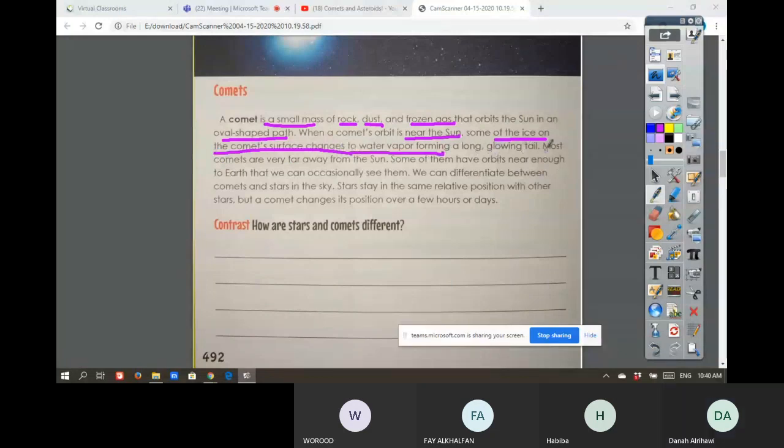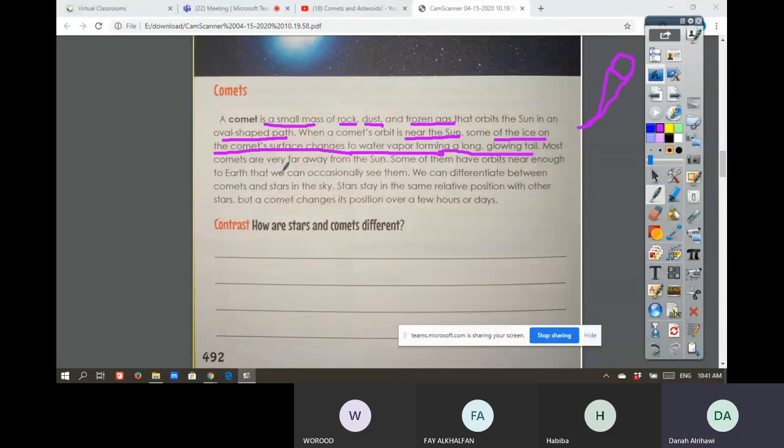While the comet, or shooting star, has the shape of a circle, and it has a tail, because it's made of rocks, dust, and frozen gas. While the asteroid is made only of an inner part of metal, while the outer part is rocks. This one has frozen gas. If the orbit where they are moving is near the sun, it will turn this frozen gas into water vapor, forming the long and glowing tail.